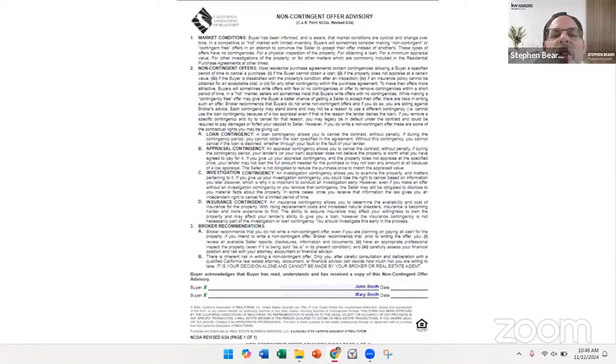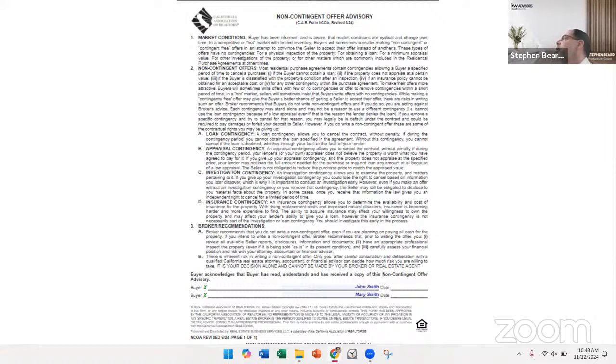And for the investigation contingency, an investigation contingency allows you to examine the property and matters pertaining to it. If you give up your investigation contingency, you could lose the right to cancel based on information you later discover, which is why it is important to conduct an investigation early. However, even if you make an offer without an investigation contingency, or you remove that contingency, the seller may still be obligated to disclose to you material facts about the property. In some cases, once you receive that information, the law gives you an independent right to cancel for a limited period of time. The seller cannot withhold information.